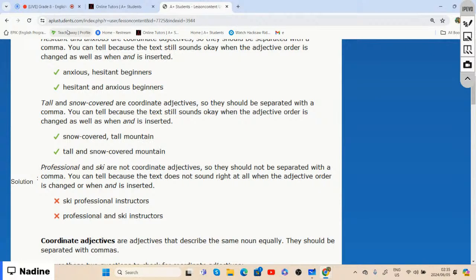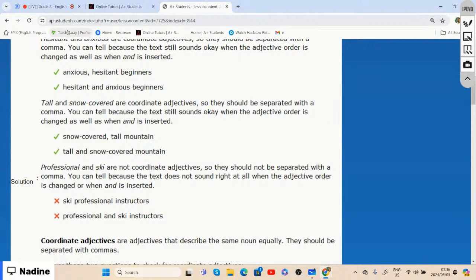Then we have professional and ski, right? And we say that they are not coordinate adjectives. The reason for that is they should not be separated with a comma. And you can tell because the text does not sound right at all when the adjective order is changed. So certain words shouldn't be separated with commas, because if the sentence sounds different or looks different when the comma is added, then it means that it shouldn't be changed.